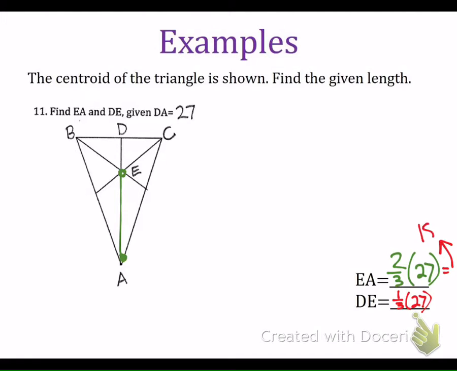Sorry, I'm kind of out of room. 18 and 9. Good. And double check, those should add to make the whole thing, right? And 18 plus 9 is 27. And the smaller one should multiply by 2 to get the bigger one. So there's a lot of ways to check your math on this. Questions?